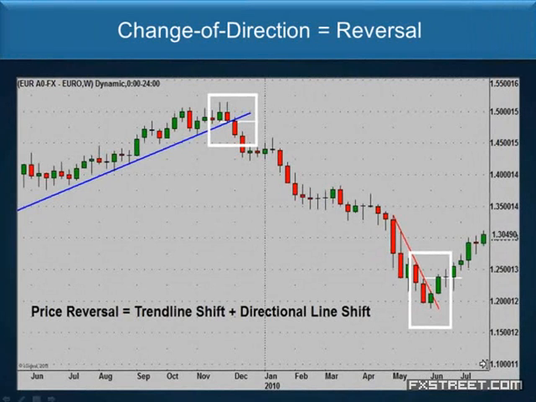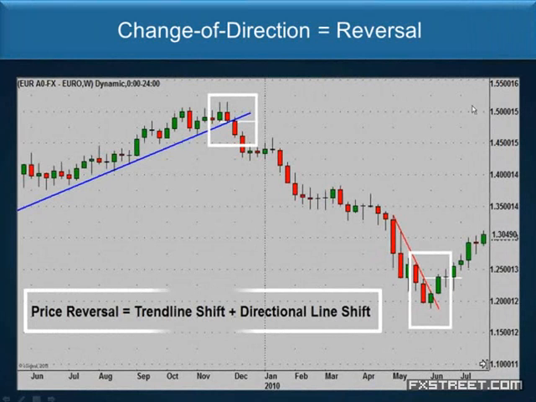So now hopefully this diagram makes a little bit more sense to you, where you could see it closed below the low of the highest closing candle right there, and it closed above the high of that lowest closing candle right there. It took out both the trend line and the direction line. So if you take out both the trend line and the directional line, then you're going to have a reversal. Now, we're only interested in those reversals that are in line with the pattern, okay?